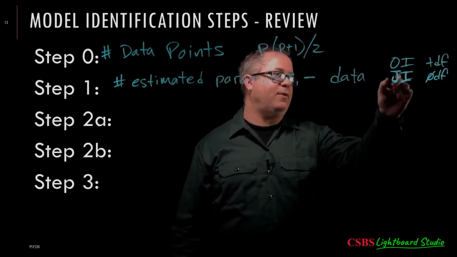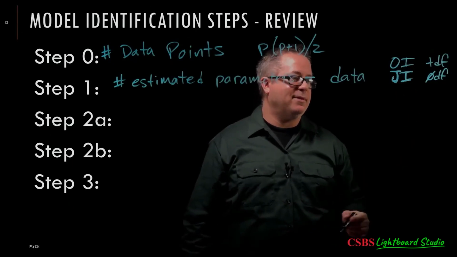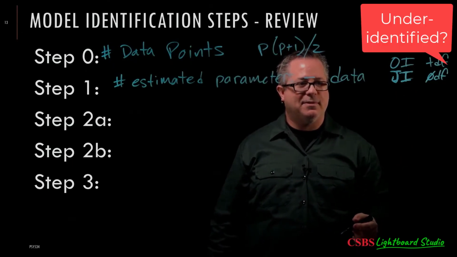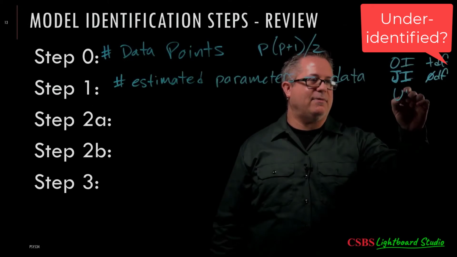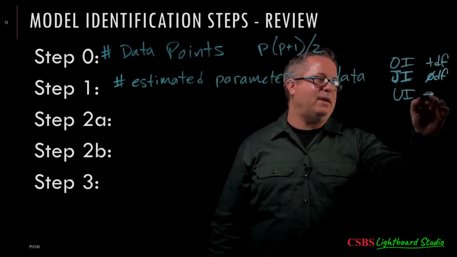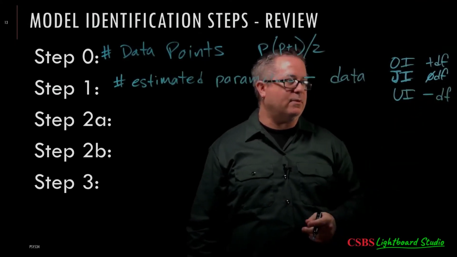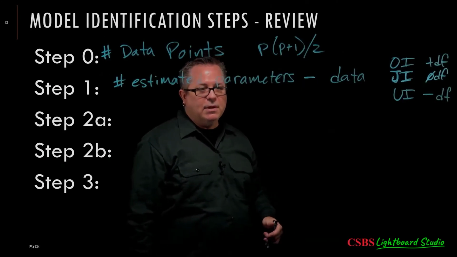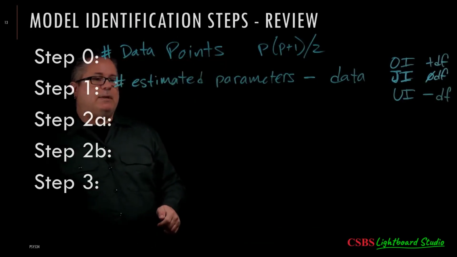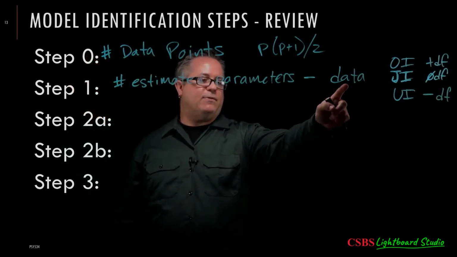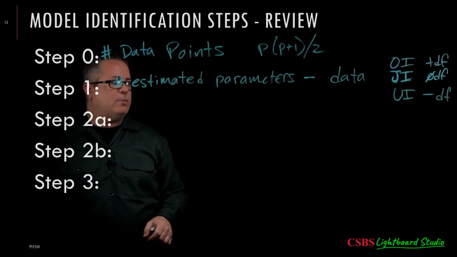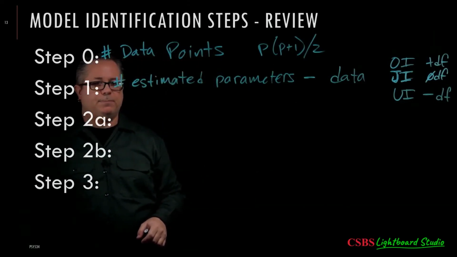So there's over-identified. So what's the other side? Under-identified. That means you have a negative degree of freedom, right? Which is not, actually it's not possible. You can't try to estimate more things than you have data for. It doesn't make any sense. Like, you're trying to do too many things than you have data points for.